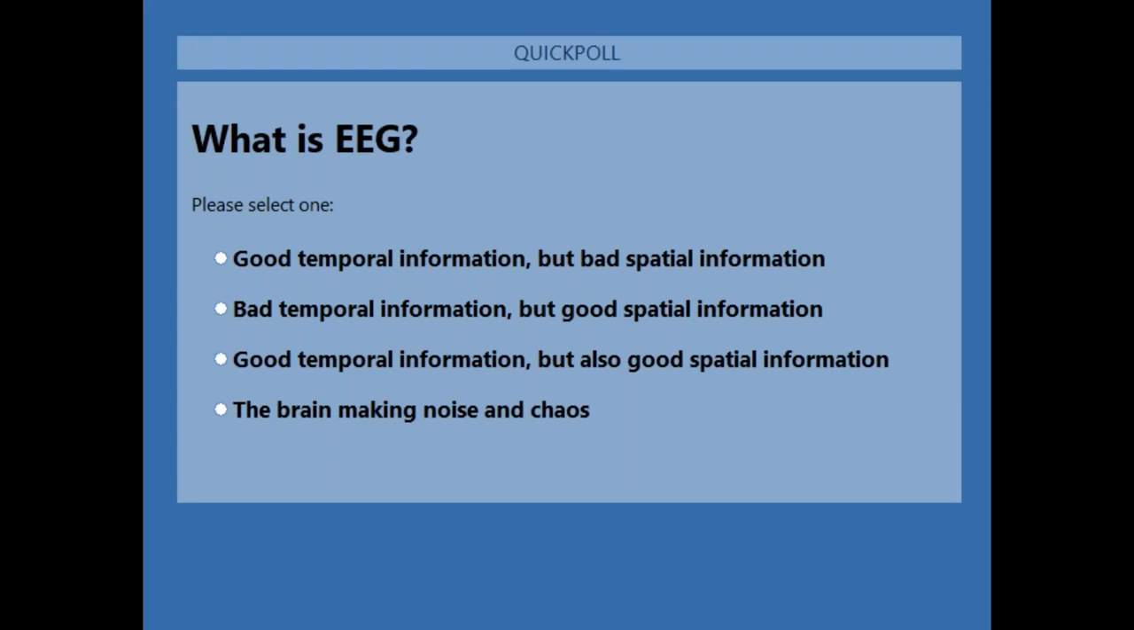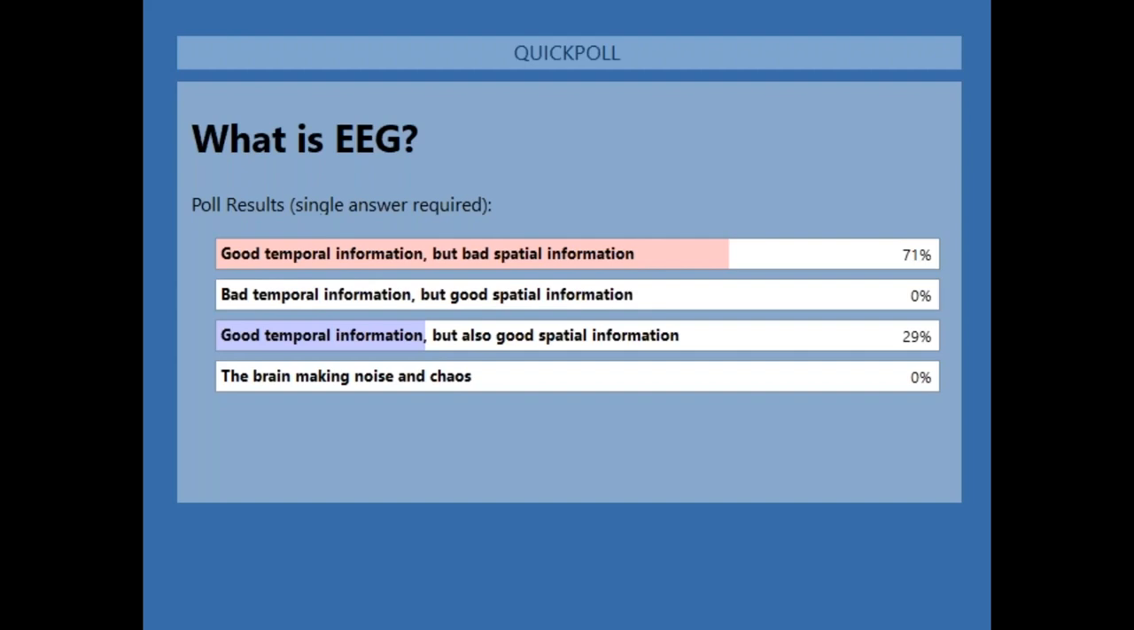Okay, 87% or more than 90% have voted already, so we will close the poll and share the results. Good temporal information but bad spatial information is selected by the majority, 71% of the people. And 29% went for good temporal information but also good spatial information. I think they are the ones in favor of more topographic source imaging sort of analysis. Do you agree with that, Paul? Yeah, I think that's an unsurprising response. So thank you, everyone. I hope I'll convince you by the end of this talk to be more towards the second most favorite response.